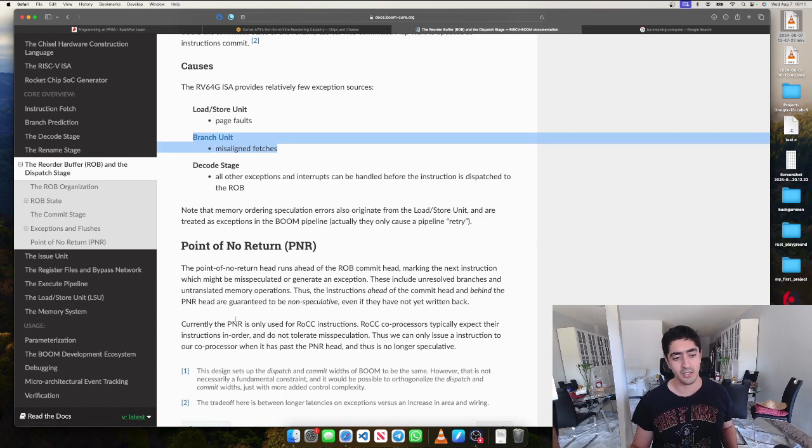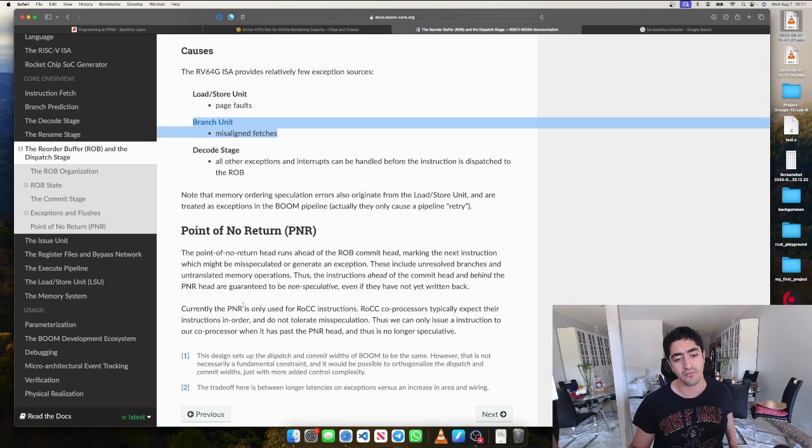Currently, the point of no return is only used for RoCC instructions. RoCC coprocessors typically expect their instructions in order and do not tolerate mis-speculation. Thus, we can only issue an instruction to our coprocessor when it has passed the PNR head.